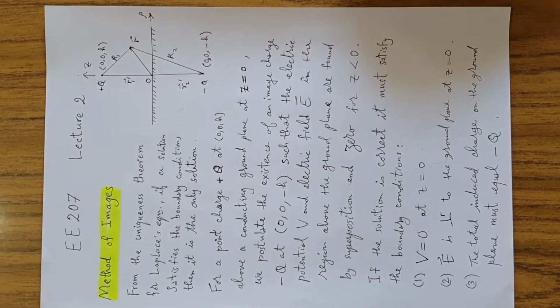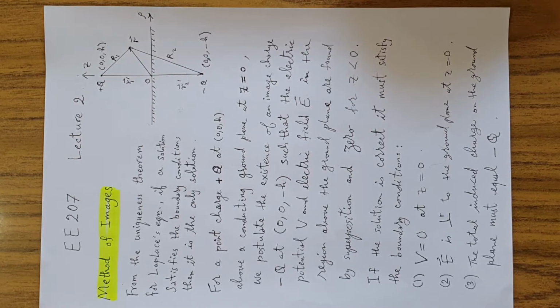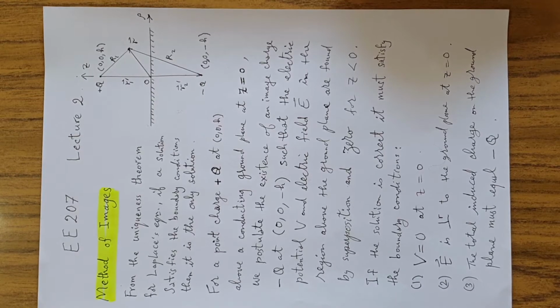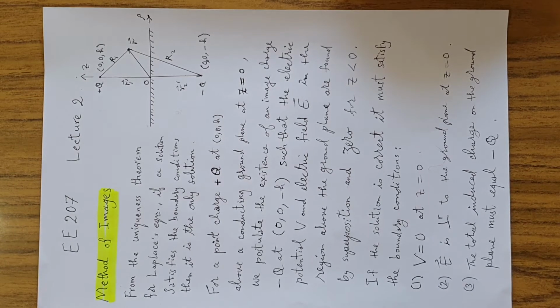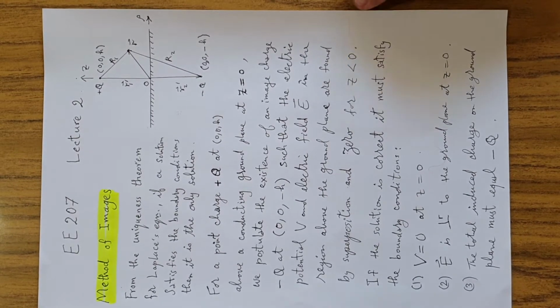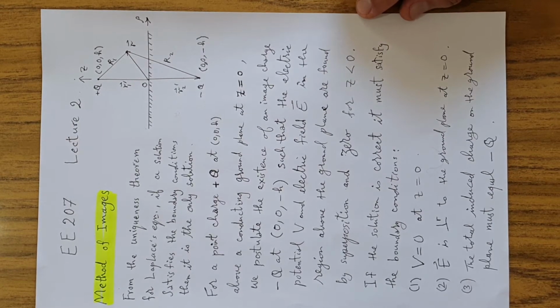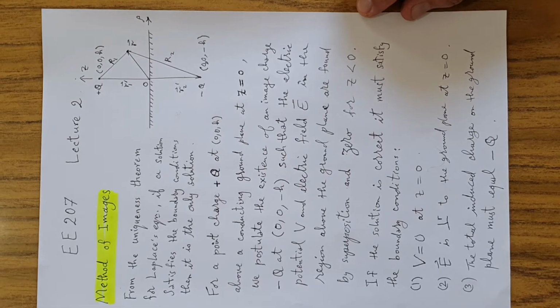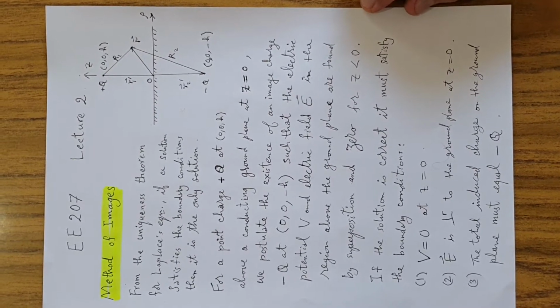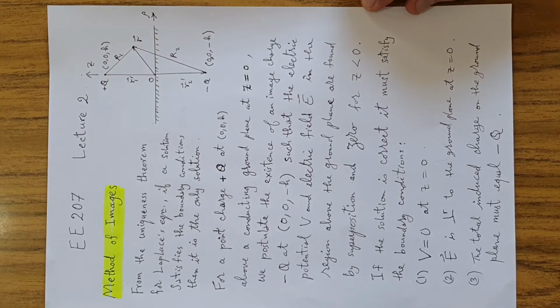Bismillah ar-Rahman ar-Rahim. This is lecture 2 of electromagnetics 1, and it's a bit long, and it's about the method of images. We'll start with the simplest problem of a point charge above a conducting ground plane.